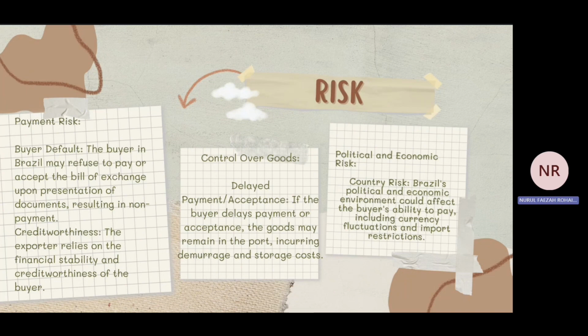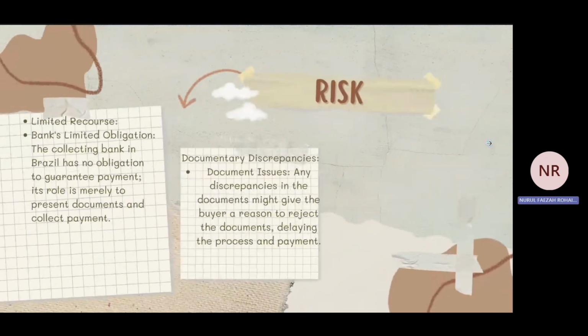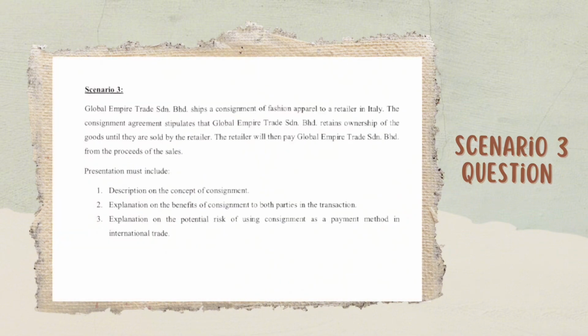Number 3 is political and economic risk. Maybe Brazil's political and economic environment could affect the buyer's ability to pay, including currency fluctuation and import restrictions. Number 4 is limited recourse, where the collecting bank in Brazil has no obligation to guarantee payment. Its role is merely to present documents and collect payment. Number 5 is documentary discrepancies. Any discrepancies in the documents might give the buyer a reason to reject them, delaying the payment process.